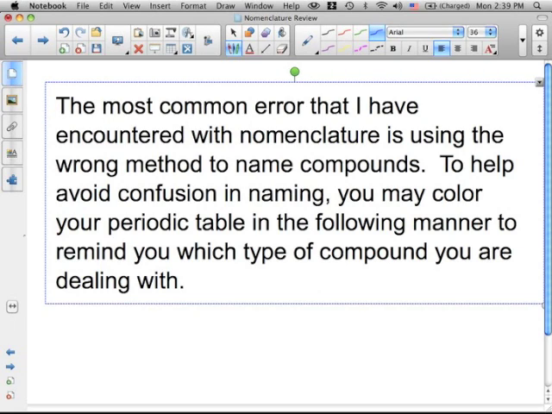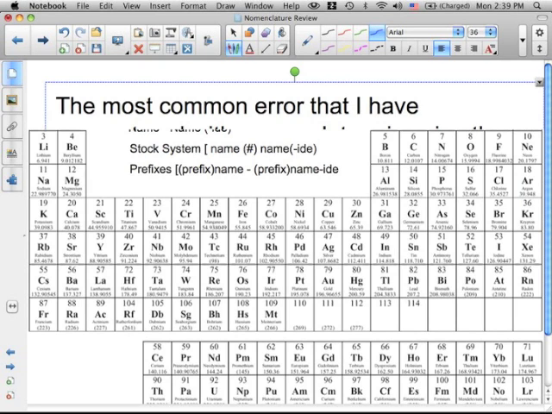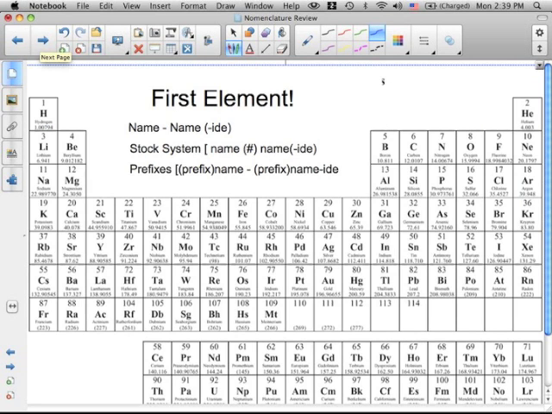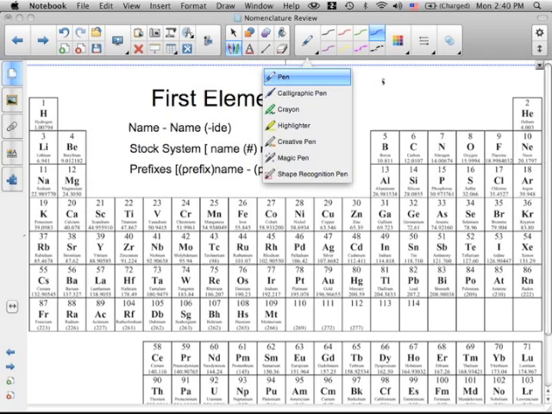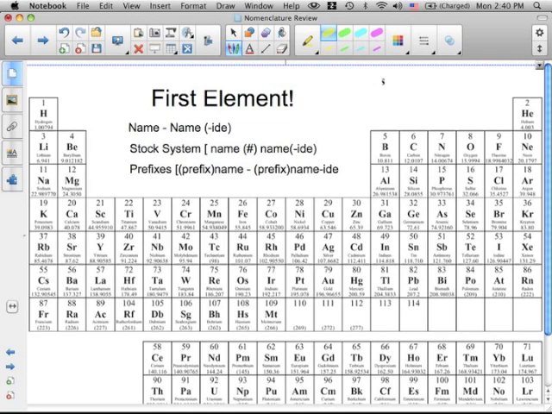The most common error that I have encountered with nomenclature is using the wrong method to name compounds. To help avoid confusion in naming, you may color your periodic table in the following manner to remind you which type of compound you are dealing with. Okay? So, if we look at a periodic table, see if I can color it. We look at a periodic table.